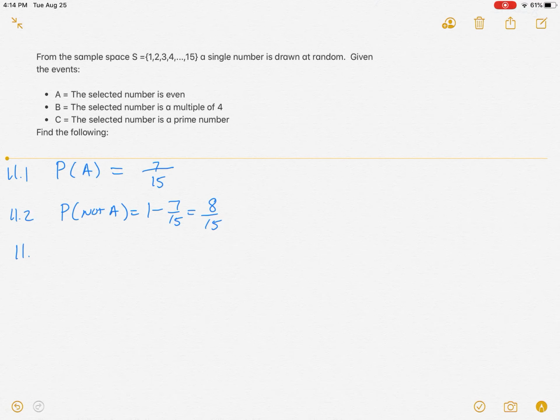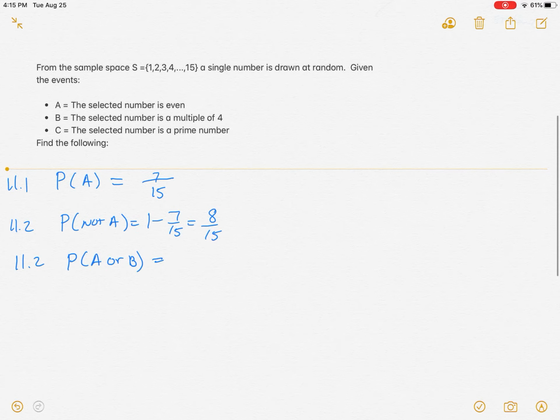It could also be from 11.2 where we had something like this, the probability of A or B. They may mix the sections in. I didn't want that to confuse you. It's actually really good. It'll help you prepare for the test. This means the probability of A, that's the probability of the number being even. We've already done that, 7/15.